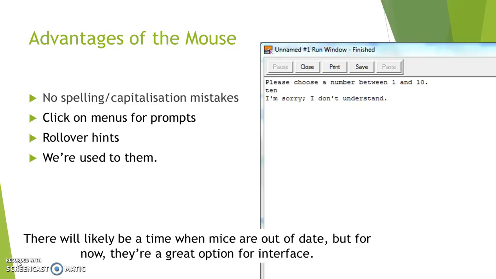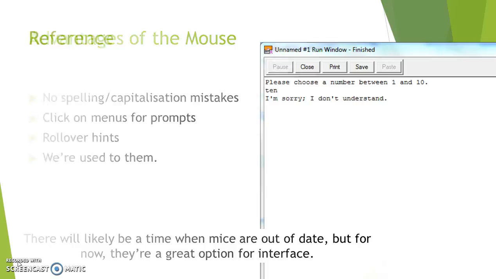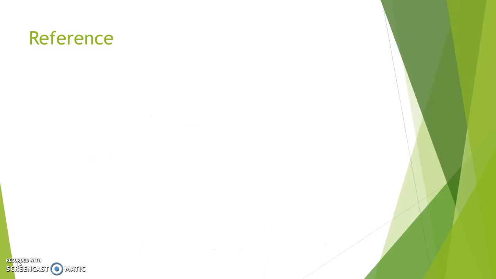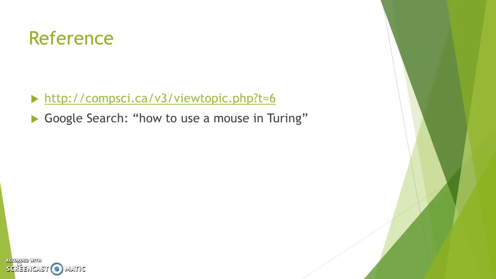There will come a time when mice aren't used anymore. And really that time isn't far from now. But right now they're a great option for us in building our interface. So I'd like to just point you towards some detailed references. As I'm sure you've been multiple times on the compsci.ca site, there are a number of different things you can look at there. You can get to there, since this won't be hyperlinked in my movie, just by searching how to use a mouse in Turing.